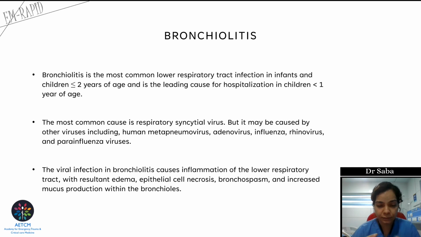Now, what happens is in the lower respiratory tract, inflammation begins, which is caused by these viruses and will result in edema, epithelial cell necrosis, bronchospasm, and increased mucus production. That is within the bronchioles. So you have the bronchioles. Because of the virus invasion, it'll set off the whole inflammatory process, and because of this, there will be edema, there will be increased mucus production, bronchospasm, and epithelial cells will necrose. So this would be the pathophysiology of bronchiolitis.